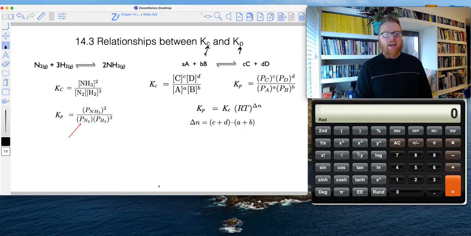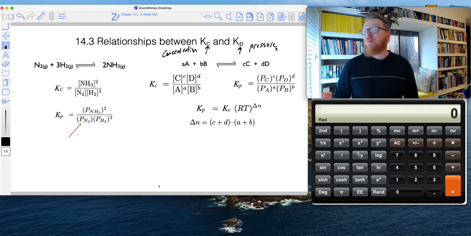So once again, we remember that C stands for concentration. Okay, so I'll write that down. And our units for equilibrium concentration are in molarity. Well, what does the P stand for? Well, as you might guess, that stands for pressure.